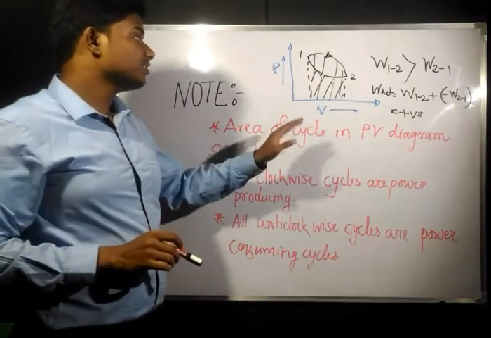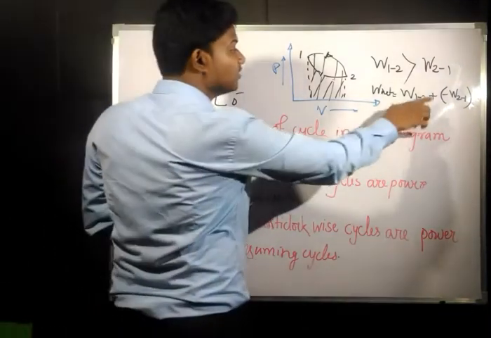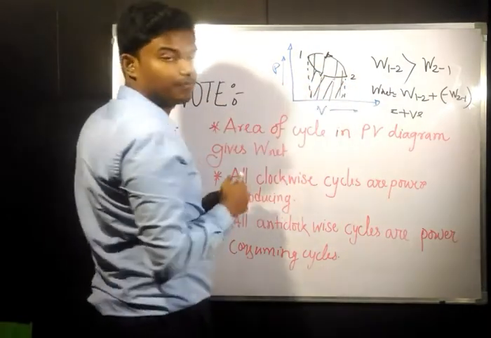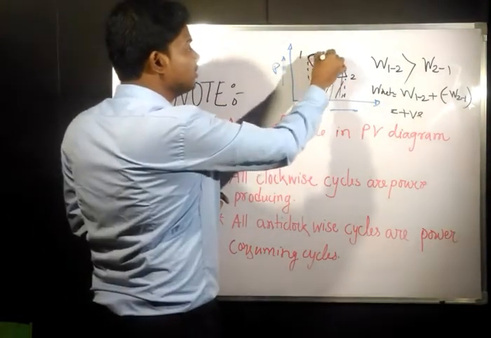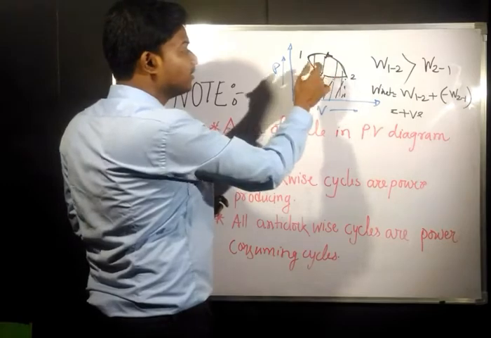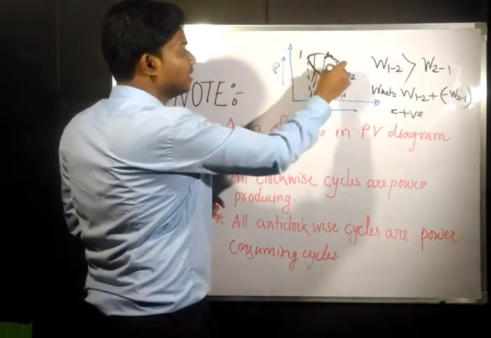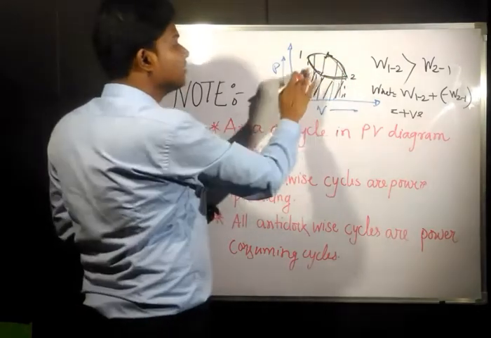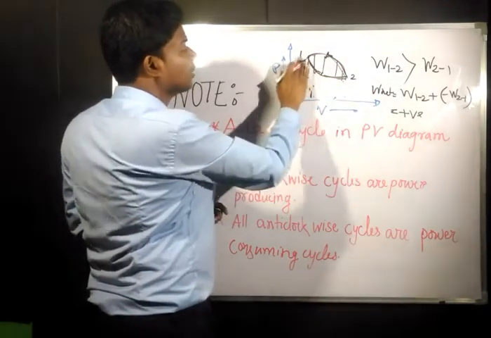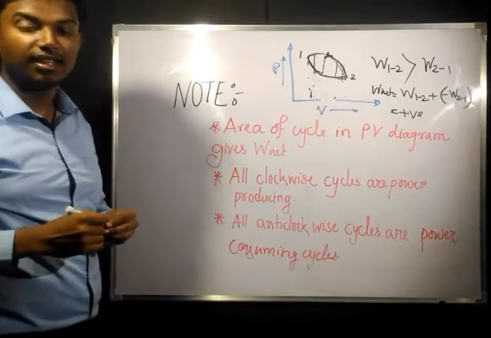So from here we can say that if we subtract the area under this curve from the area under this curve, we will get the final area as this one. That means the area inside the cycle.